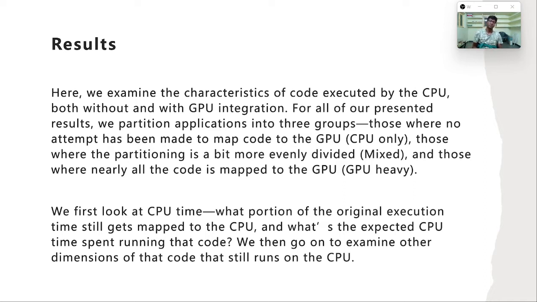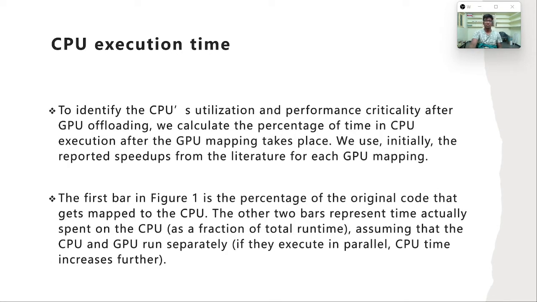Now we first look at CPU time. What portion of the original execution time still gets mapped to the CPU, and what is the expected CPU time spent running that code? Then we examine other dimensions of the code that still runs on the CPU. To identify the CPU's utilization and performance criticality after GPU offloading, we calculate the percentage of time in CPU execution after the GPU mapping takes place. We use the reported speedups from the literature for each GPU mapping. The first bar in Figure 1.